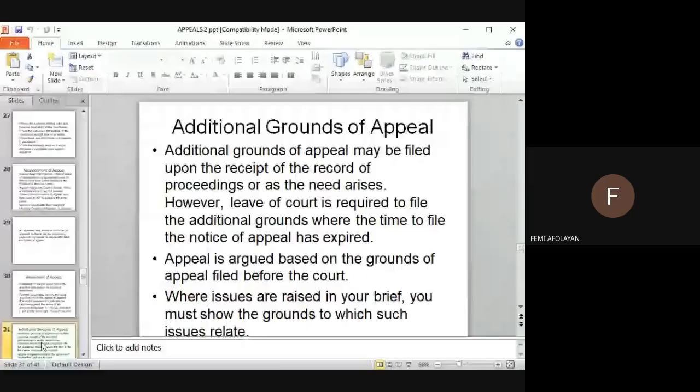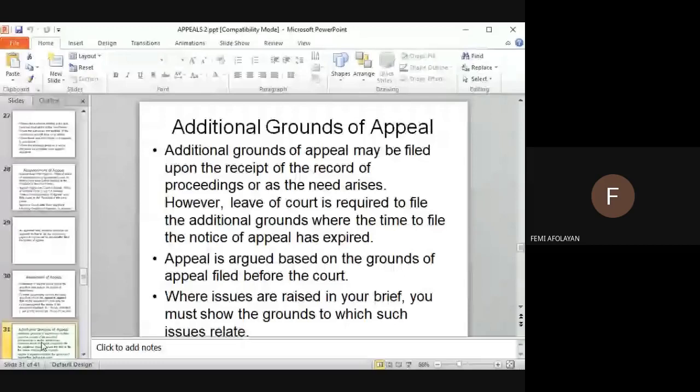Now let's go to additional grounds of appeal. What constitutes additional grounds of appeal? Proceedings or as the need arises. However, the leave of court is required to file additional grounds where the time to file the notice of appeal has expired. Appeal is argued based on the grounds of appeal filed before the court.